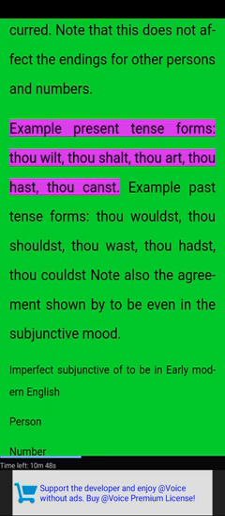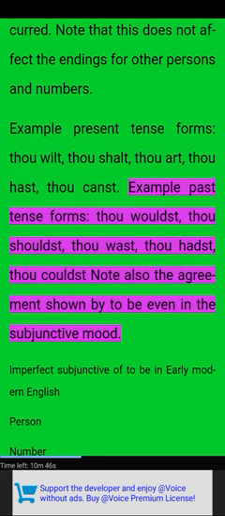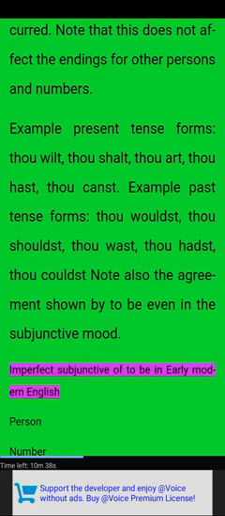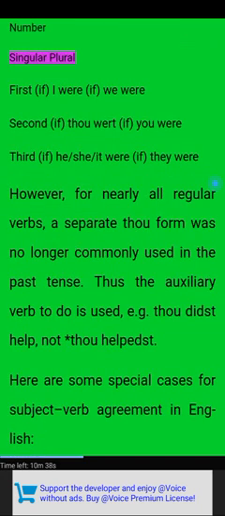Example present tense forms: thou wilt, thou shalt, thou art, thou hast, thou canst. Example past tense forms: thou wouldst, thou shouldst, thou wast, thou hadst, thou couldst. Note also the agreement shown by to be even in a subjunctive mood. Imperfect subjunctive of to be in early modern English. Person, number, singular, plural. First: if I were, if we were.